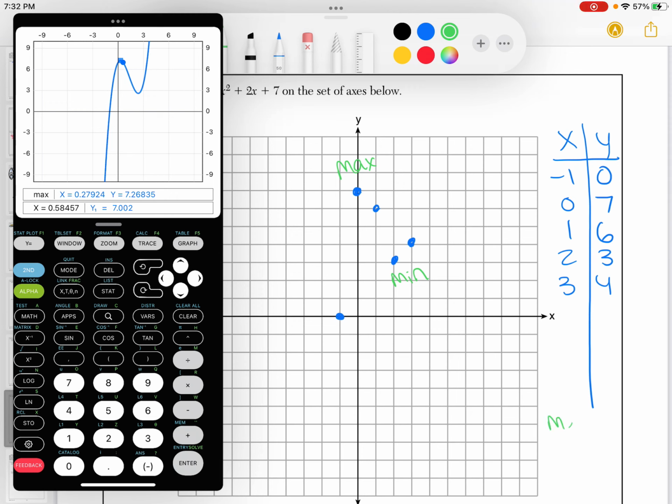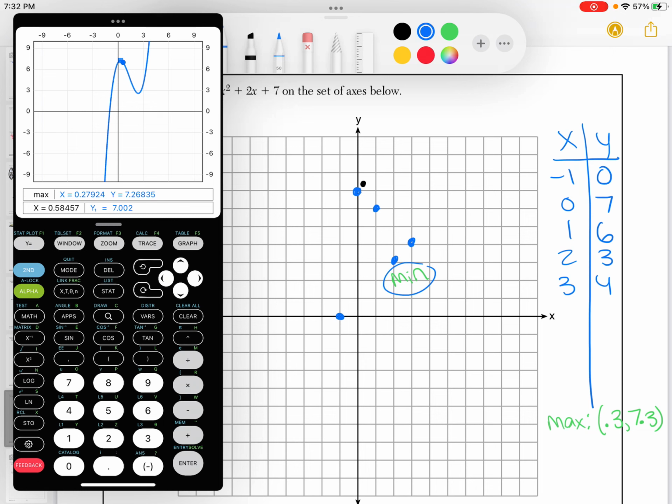Mine already did it. But my maximum is the point about 0.3 and 7.3. I'm only rounding those because I'm plotting it and I'm doing as close of an estimation as I can. So 0.3 up 7.3 is a little bit higher than that other point. It's going to be about right here. So I need that point on my graph to see where it goes to its highest.